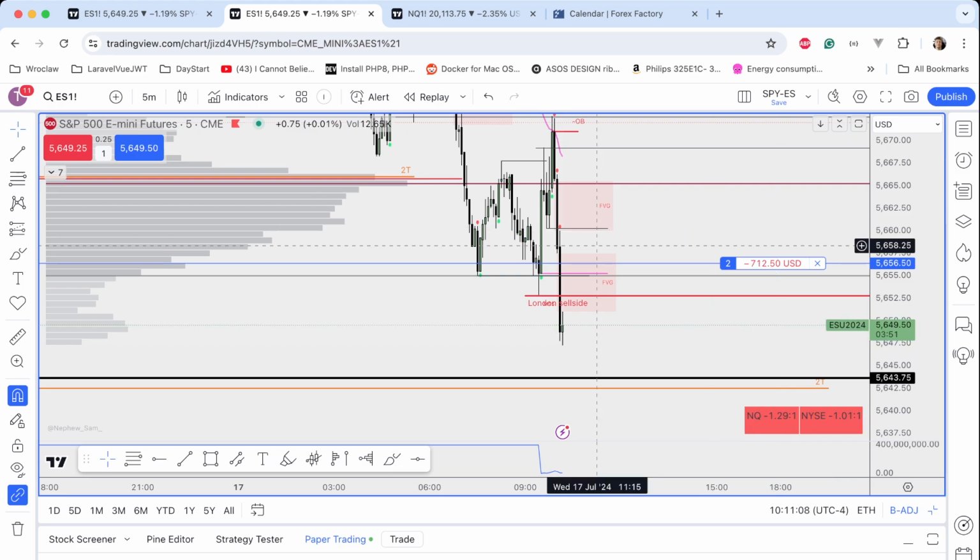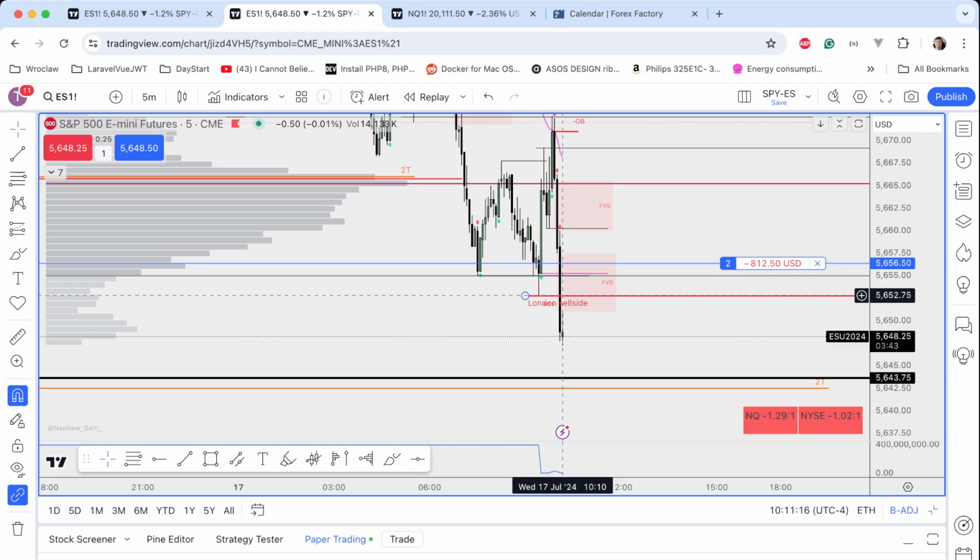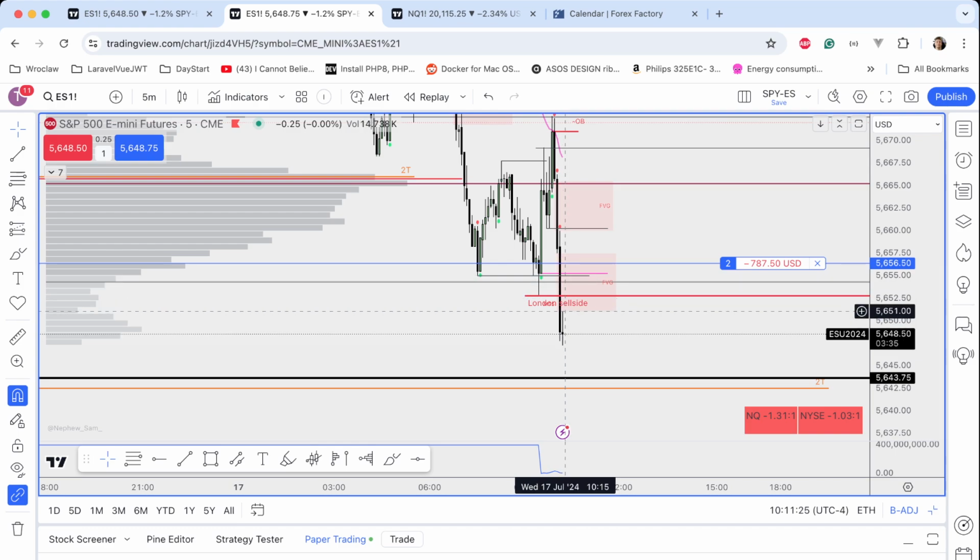Yeah, my mistake was that I allowed this to go down here. I should have closed and waited. We'll re-enter, and if it doesn't work, then close here again. So, and that's okay.